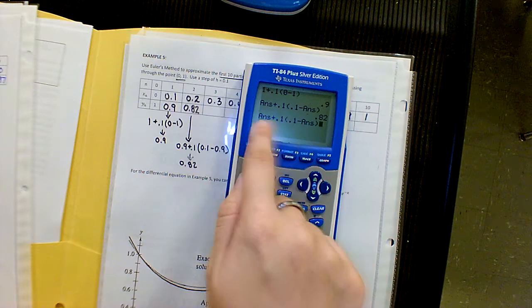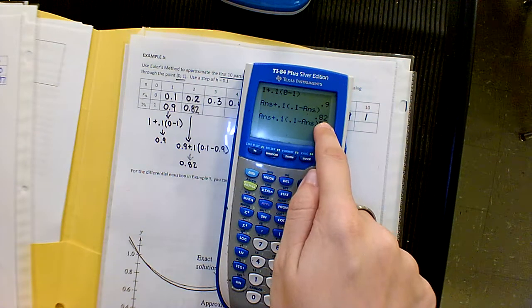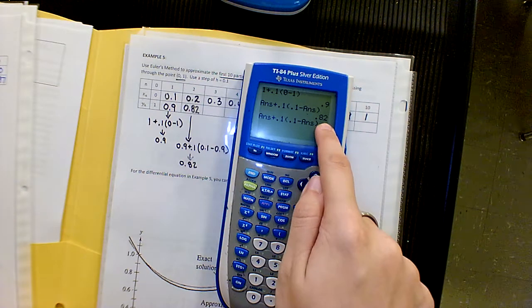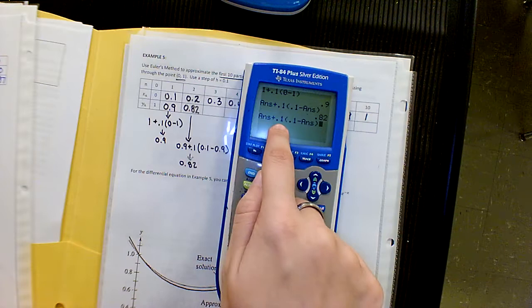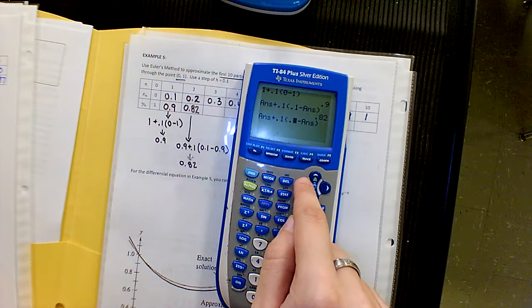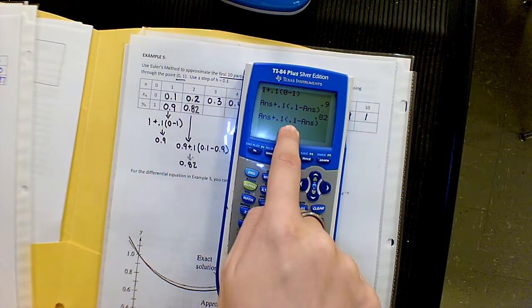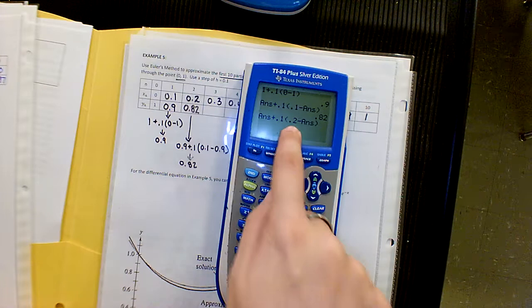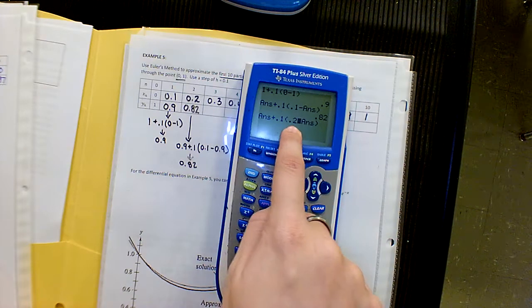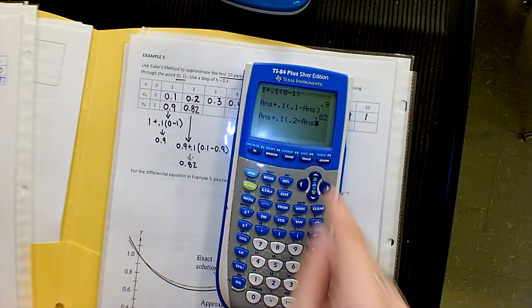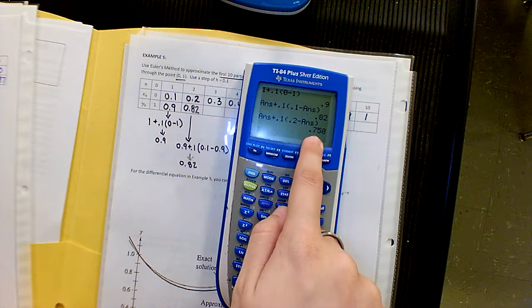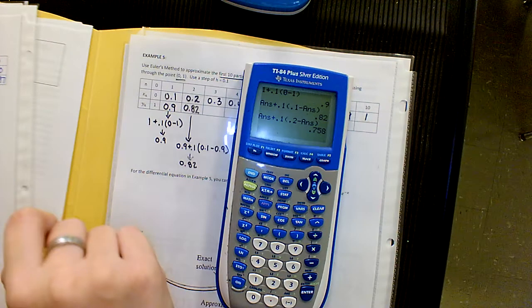So now, if you hit the second entry again, you see how the answers still pop up? This time, the previous answer was 0.82, right? So we would have 0.82 plus 0.1. What you have to be aware of is that you have to change this 0.1 though to 0.2, because that was the previous x value minus that 0.82. And there's the 0.758 that we got before.